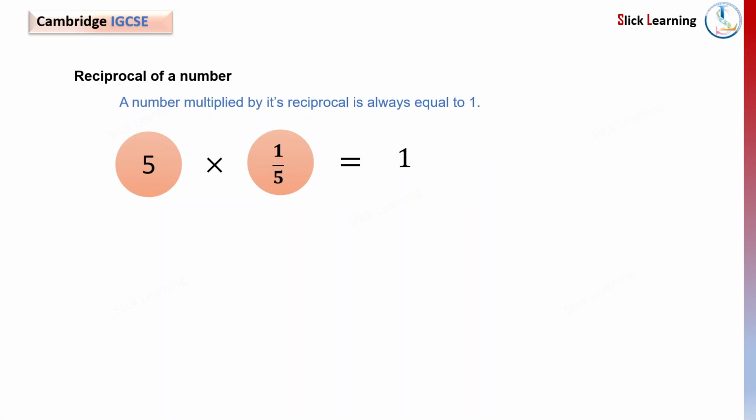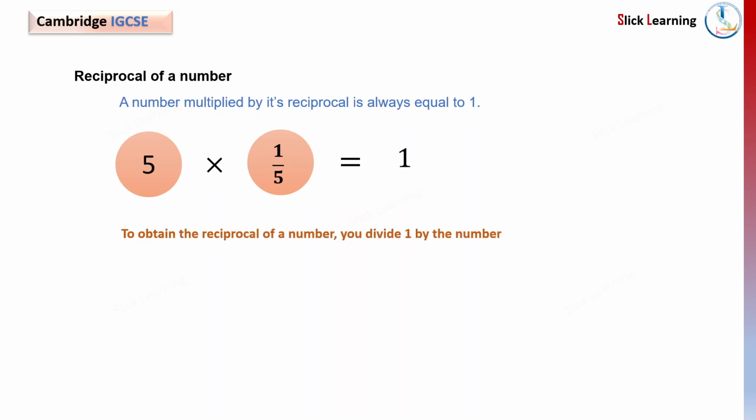Now we are going to learn about the reciprocal of a number. A reciprocal of a number is simply this: if you multiply two numbers and the result is 1, we say each is the reciprocal of the other. Here we can say 5 is the reciprocal of 1 over 5, or 1 over 5 is the reciprocal of 5, because when we multiply these two numbers, we get the result 1.